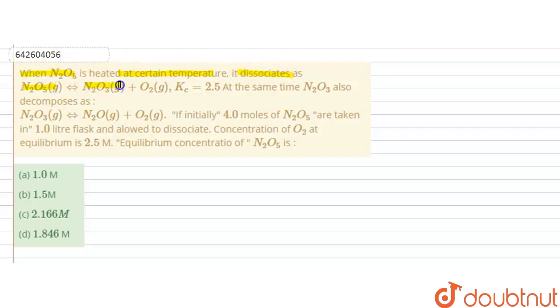Hello students, question is: when N2O5 is heated at a certain temperature, it dissociates into N2O3 and oxygen. Kc for this reaction is 2.5. At the same time, N2O3 also decomposes into N2O and oxygen. If initially 4 moles of N2O5 are taken in a 1 liter flask and allowed to dissociate, the concentration of oxygen at equilibrium is 2.5 molar. So the equilibrium concentration of N2O5 is?